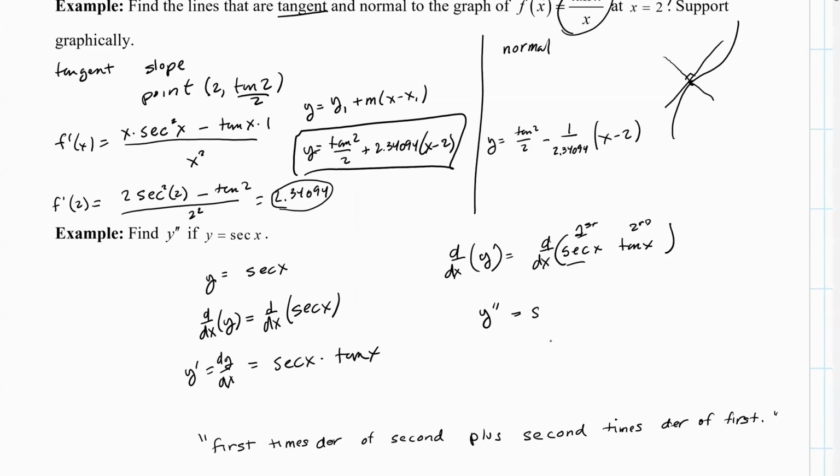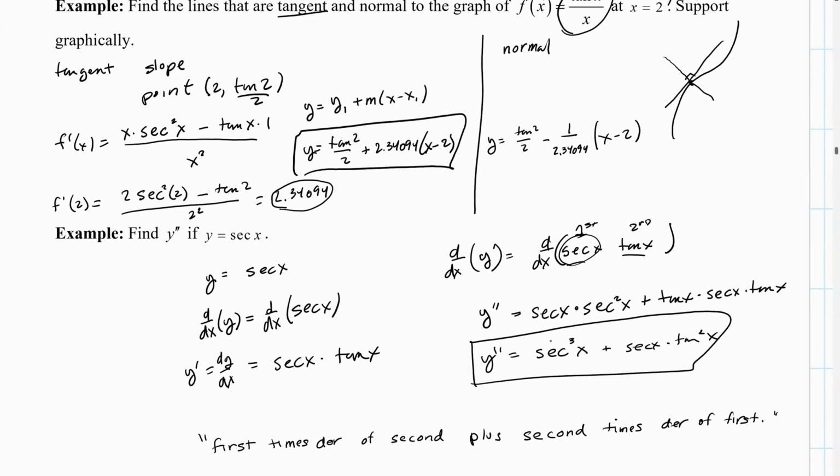So first, secant x, times the derivative of tangent. Remember, one tangent, two secants, that's going to be secant squared. Plus the second, tangent, times the derivative of the first, derivative of secant, times tangent. So it looks like my final answer here is secant cubed plus secant x times tan squared. Okay, and there's my second derivative. Okay, great. That concludes our lecture for section 3.4.